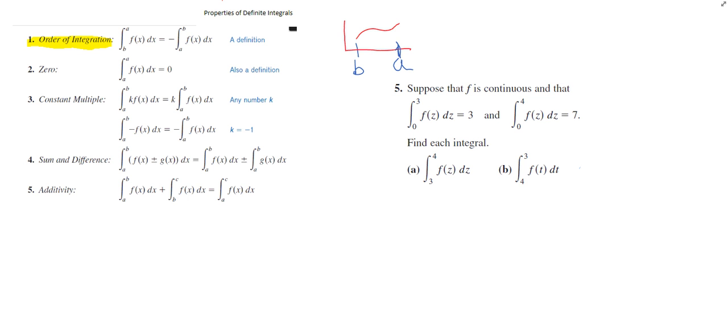And the next one is the zero property, and basically it says if you take the integral and you evaluate it without going anywhere, from a to a, it's just equal to 0. There's certainly no area that you can develop if you don't have any horizontal distance there. And then the next one is the constant multiple. The constant multiple basically just says that if you have a function multiplied by some constant, you can pull that constant out, take the definite integral, and then multiply that answer by k.